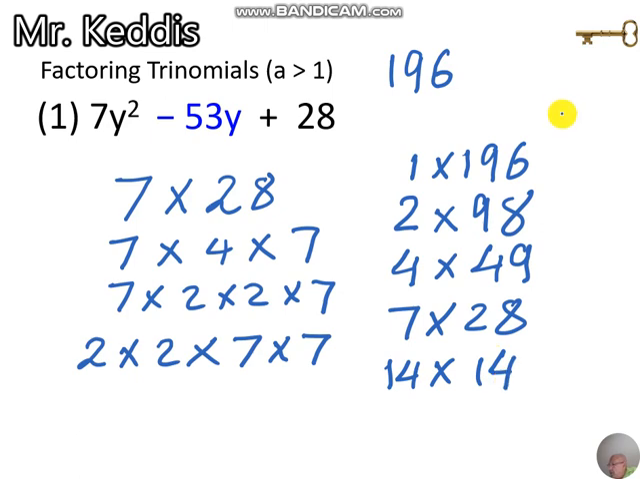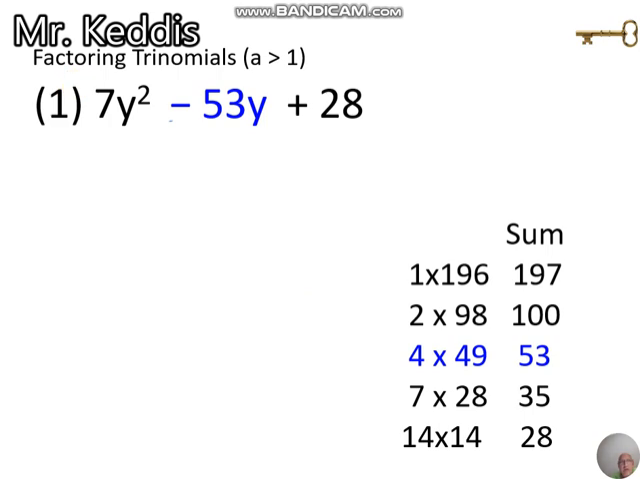And I have to look for the sum. I found 2 numbers that, when I add them, I get 53, which are 4 and 49. When I combine them, I get 53. Because the sign here is positive 196y squared, I have to look under the sum, and both signs must be either both positive or both negative.